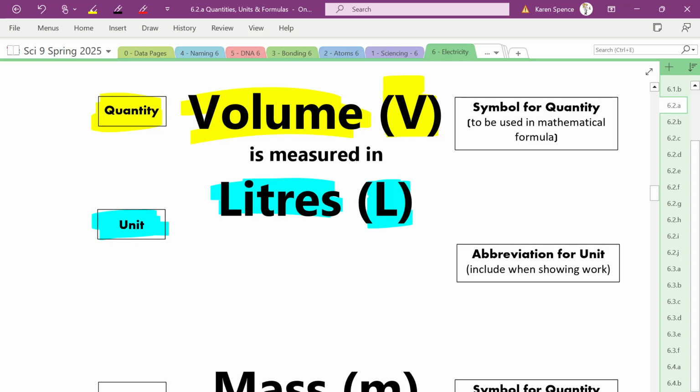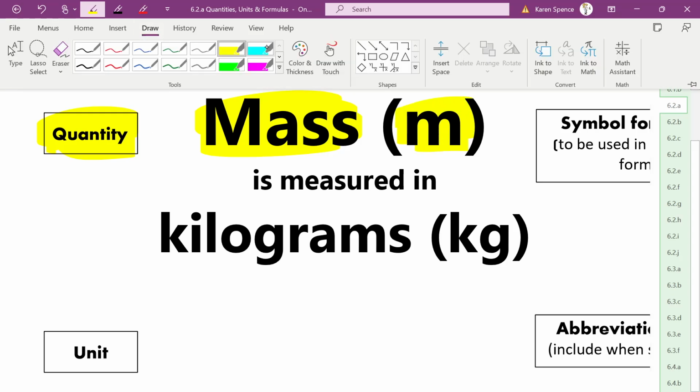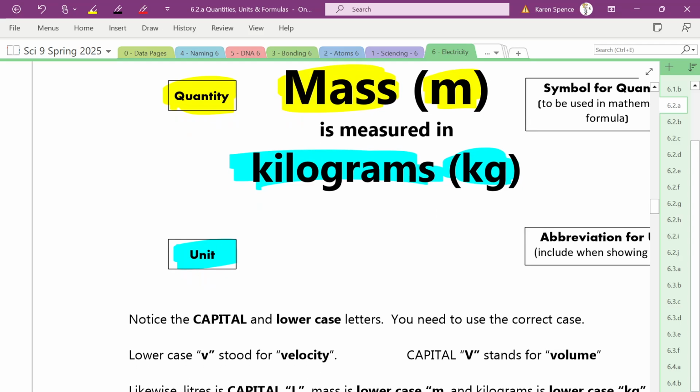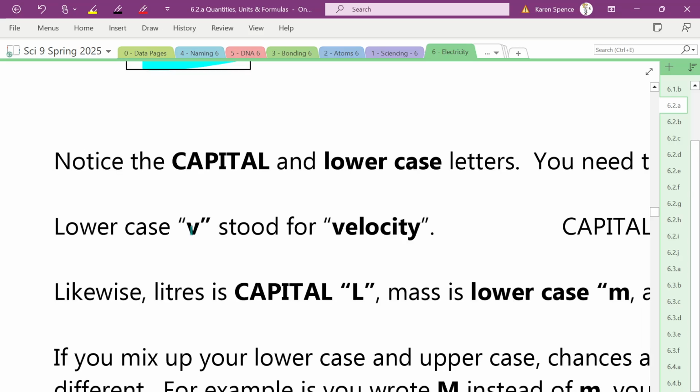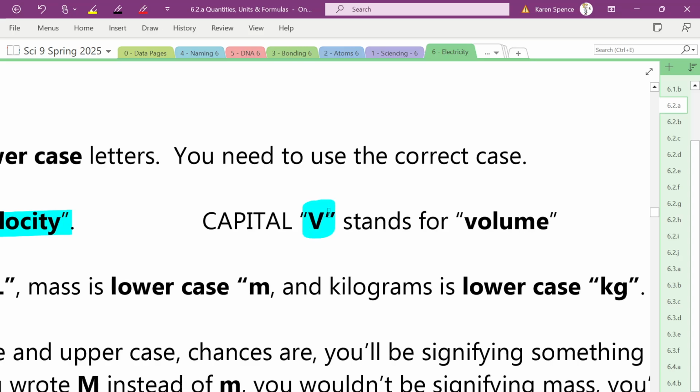We also, this year, have talked about mass. So here we have the quantity is mass, represented by the symbol M. The unit of mass is kilograms, represented by the symbol kg. So hopefully you remember those. And remember, earlier on we said lowercase v stands for velocity, but capital V stands for volume.